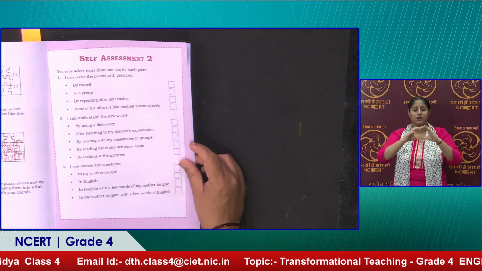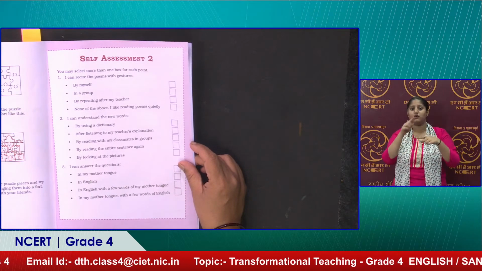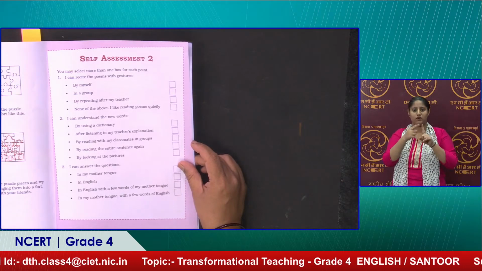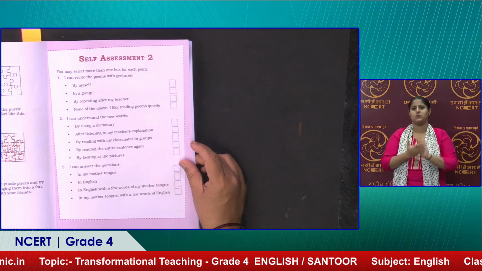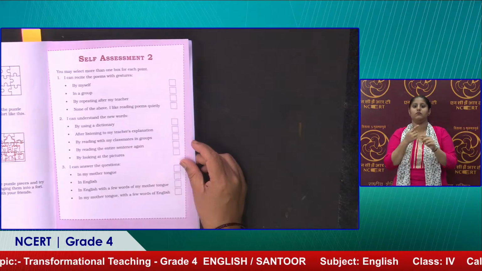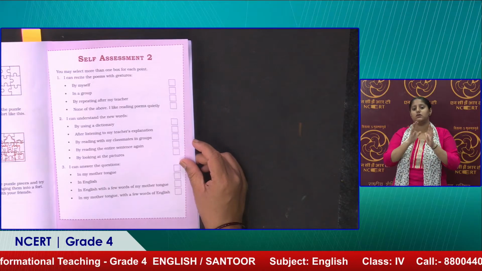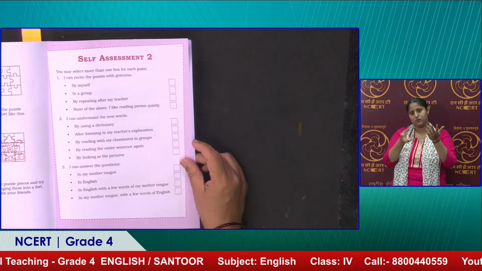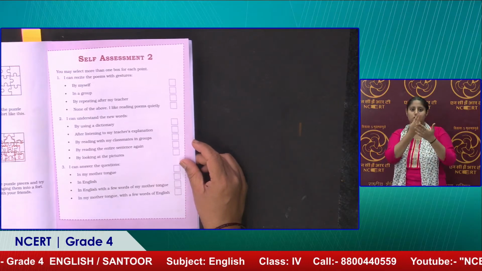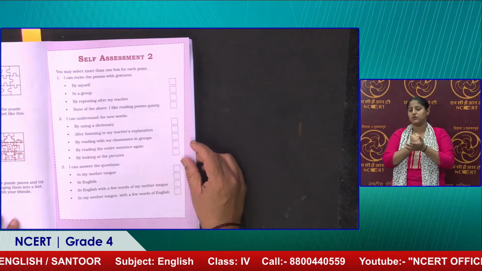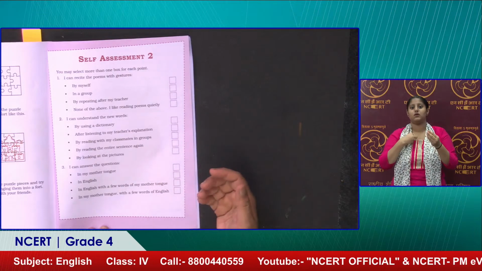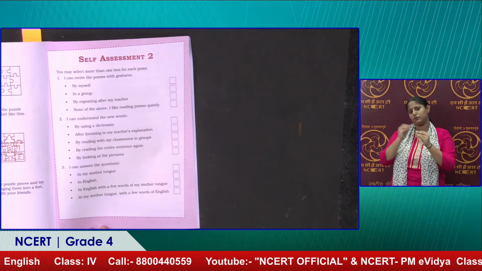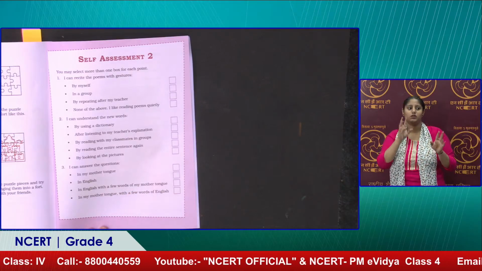That's right. And I can understand new words by using a dictionary. So if the child is capable of using a dictionary, even a pictorial dictionary, or listening to the teacher's explanation, or by asking peers and classmates, or by reading the entire sentence again, that means in context, and by looking at the pictures, linking the illustration with the text. So perhaps by the end of the book, the child will be able to put more tick marks, and the child would feel a sense of accomplishment that I can do these things, I can, and so on.